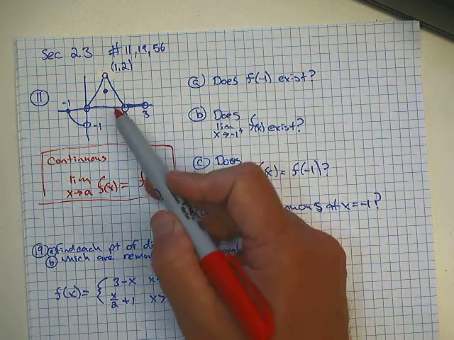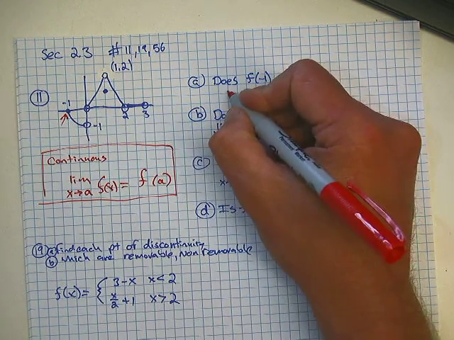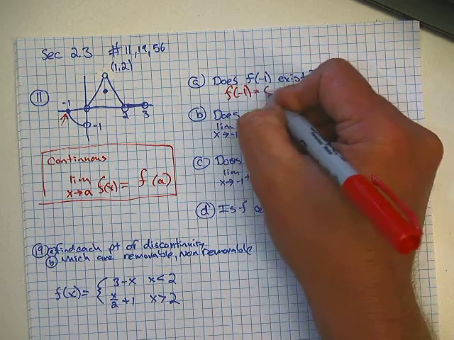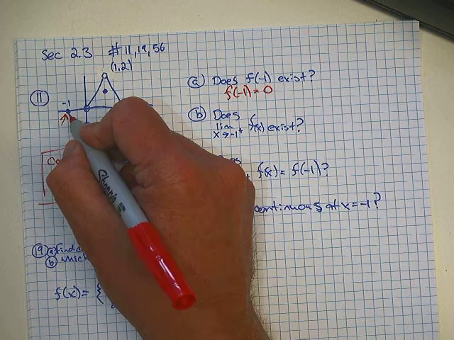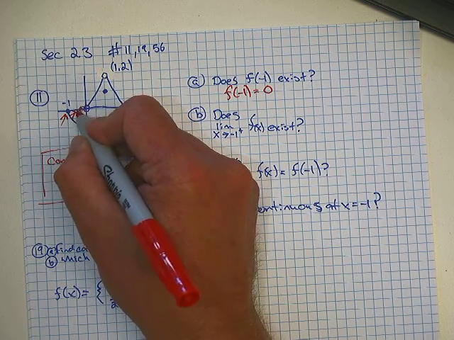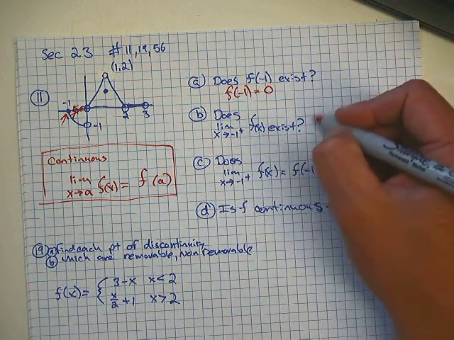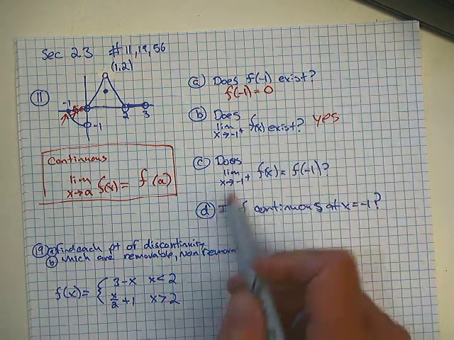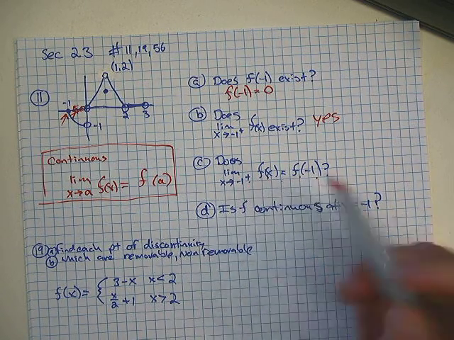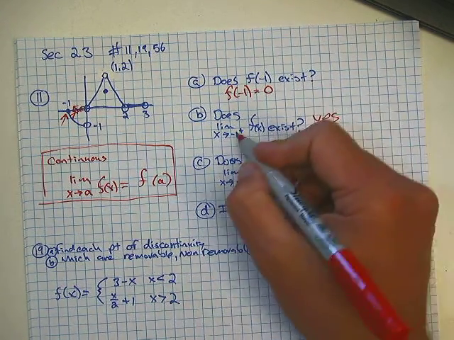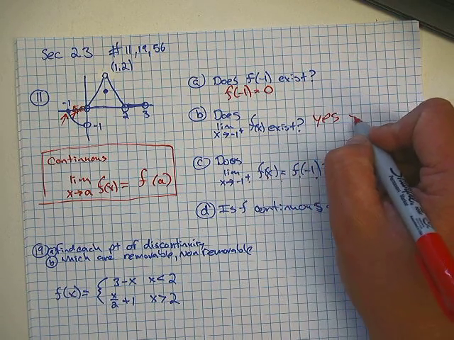So does f of negative 1 exist? F of negative 1 is going to be right here. Yes, it does exist. F of negative 1 equals 0. Does the limit as x approaches negative 1 from the right-hand side exist? We look at this. From the right-hand side, it's getting closer and closer to 0. So yes, it does exist. Does the limit as x approaches negative 1 from the right-hand side of f of x equal f of negative 1? And the limit as x approaches negative 1 from the right-hand side was also 0.